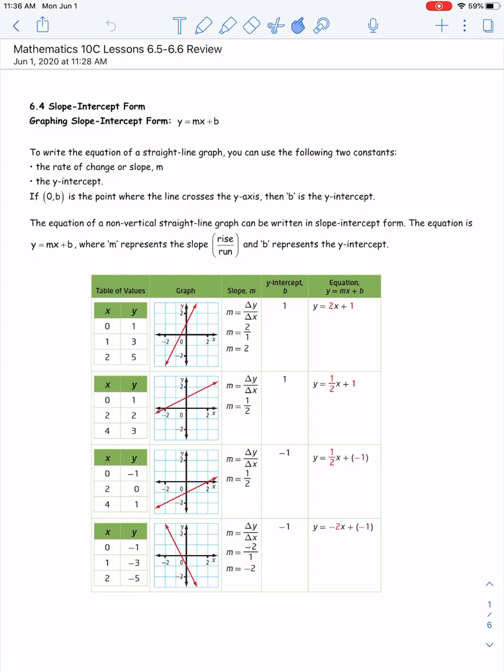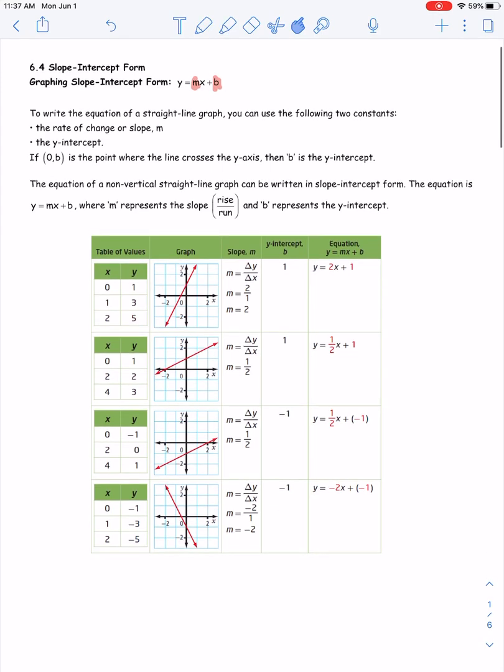The reason why it's called slope-intercept form is because you can tell what the slope and the y-intercept is by looking at the equation. So here is the slope, this value m in front of the x, and here is the y-intercept, the value b. To write the equation of a straight line graph, you can use the following two constants: the rate of change or slope, m, and the y-intercept. Remember, the y-intercept is where the graph crosses the y-axis, okay?